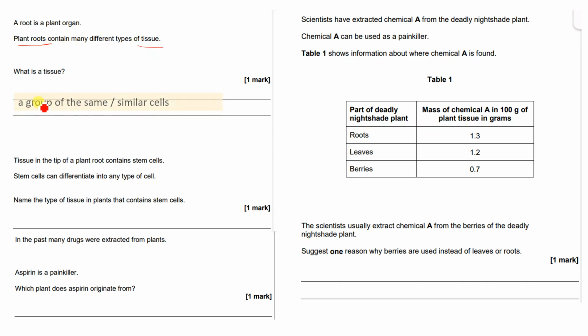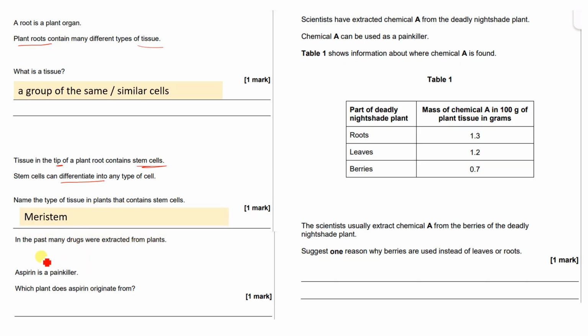tissue. What is a tissue? A tissue is a group of same or similar cells that carry out a particular function. So that's it. Now, tissue in the tip of a plant root contains stem cells. Stem cells can differentiate into any type of cell. Name the type of tissue in plants that contains stem cells. These are the meristematic tissues, so meristems.